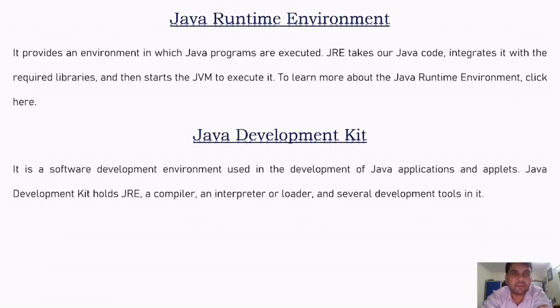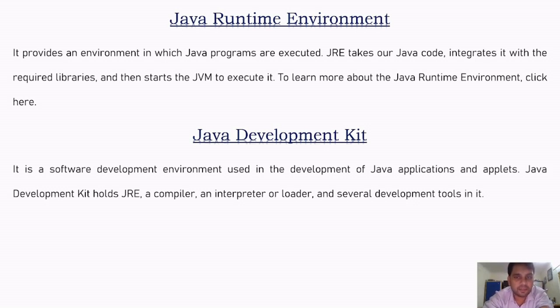Then comes JRE, Java Runtime Environment. It provides an environment in which the Java programs are executed. JRE takes our Java code, integrates it with the required libraries, then starts the JVM to execute it. So, like we have read, verification is done every time, because the user is not going to use the proper uppercase or lowercase. There must be some error from the user. So if there is some error, it will verify with the native libraries or the libraries that are pre-installed. Then only it will execute the program.